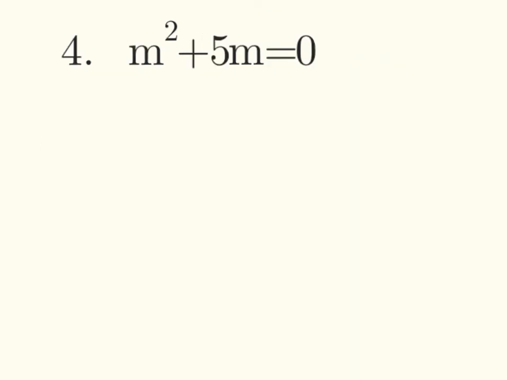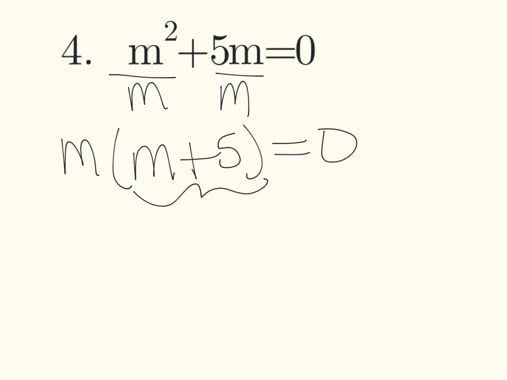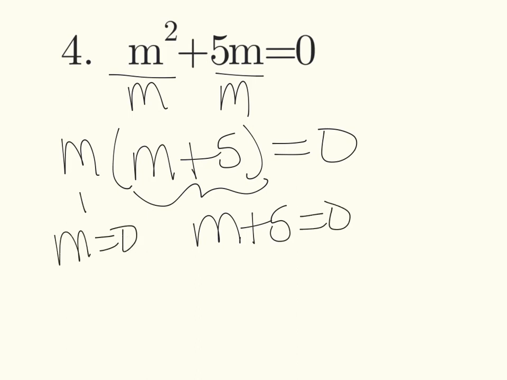All right, so if I move my 0 over, it doesn't change it. So it does have a GCF of m. So I'm going to factor an m out. Now this one, we have this set of parentheses that we're going to set equal to 0. But I also have this m I need to set equal to 0. Now this one is done because it's solved.